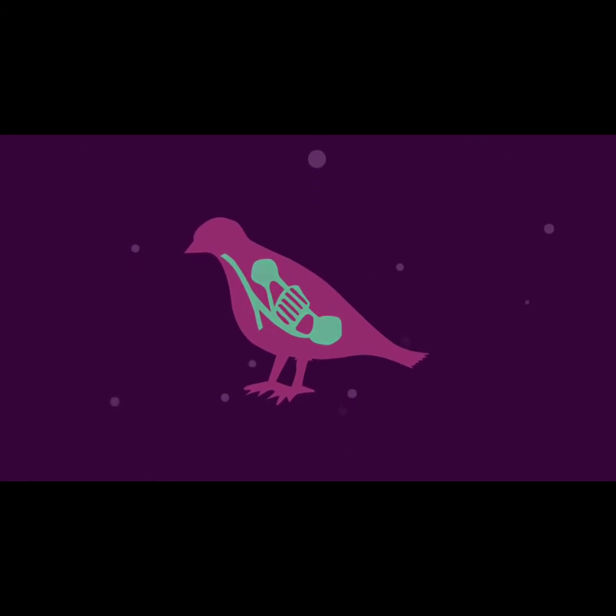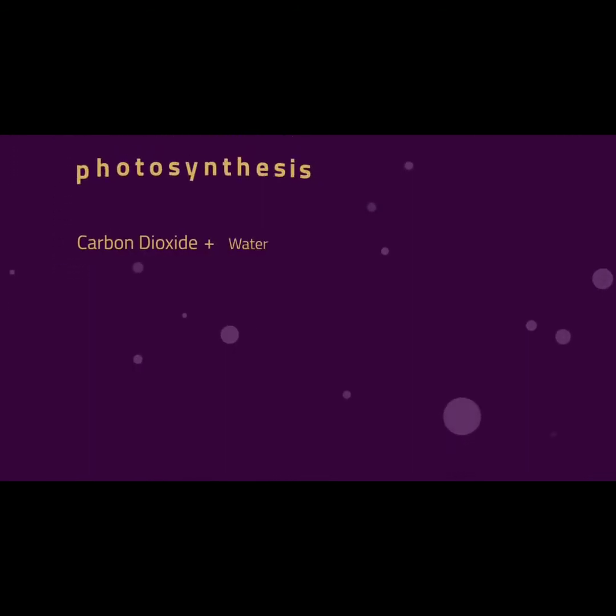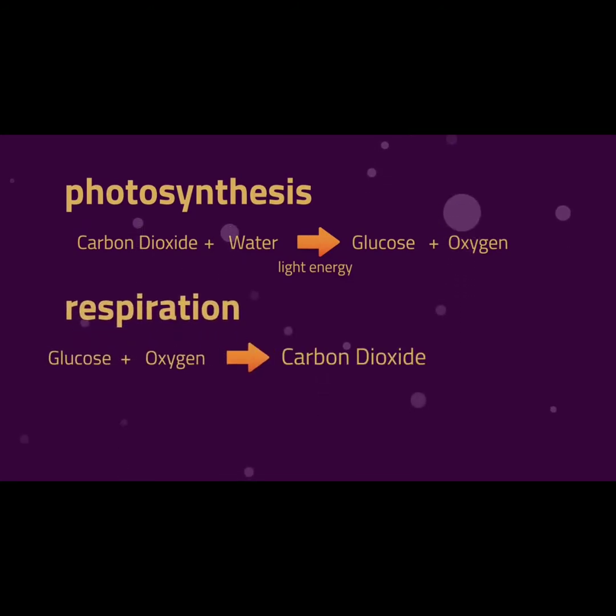Animals get the oxygen needed from the air through their ventilation system. Plants get their oxygen from the air through the stomata. Do you remember how photosynthesis works? Compare this equation.